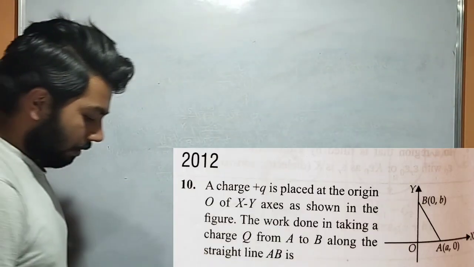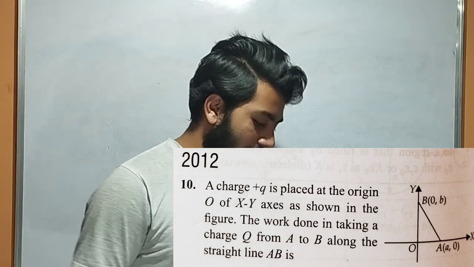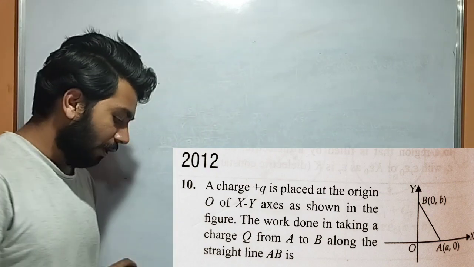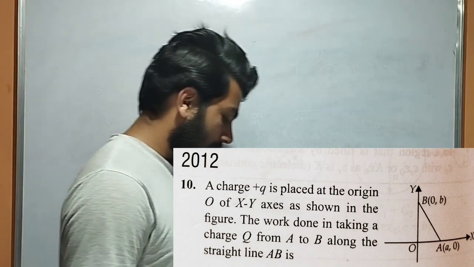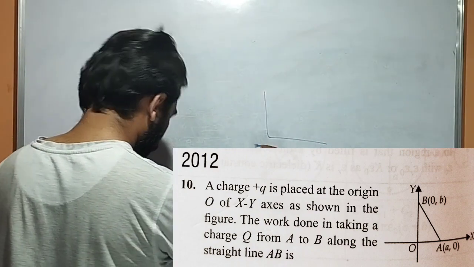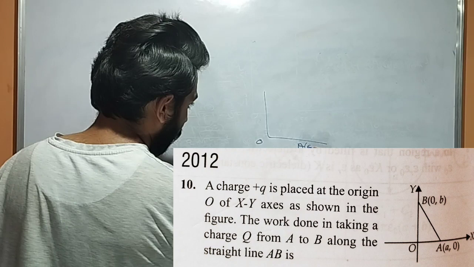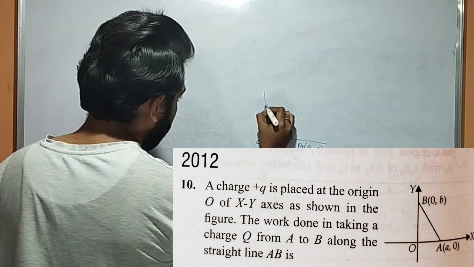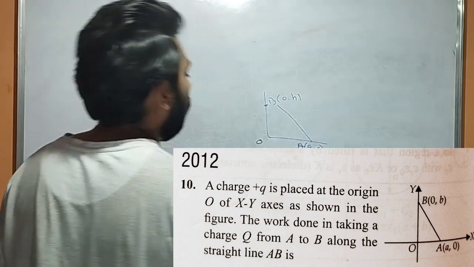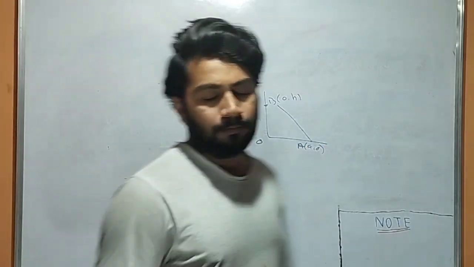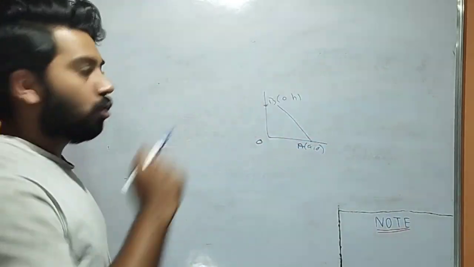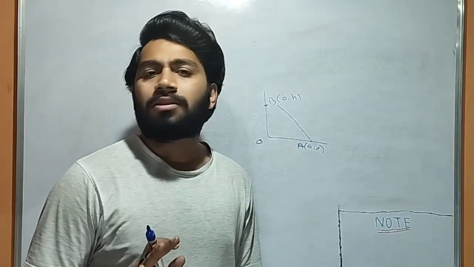So, next question. A charge Q is placed at the origin of the XY axis, as shown in the figure. The work done in taking a charge Q from A to B along a straight line AB is, okay, they are given a figure like this, with A at (0, A) and B at (B, B). You just calculated potential in the past problem, but it took a very lengthy calculation. So they are simply asking to write a formula for this, right?